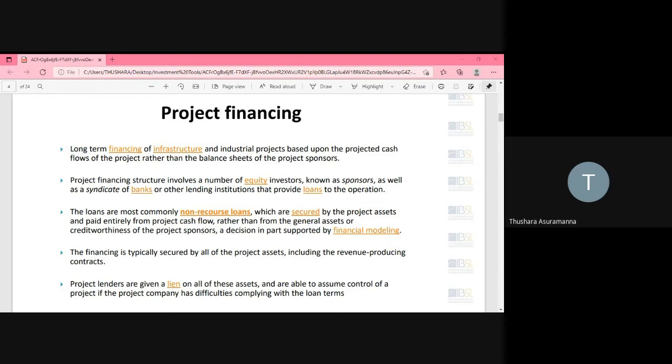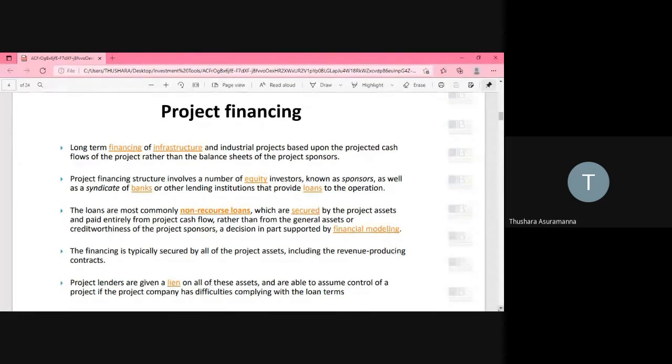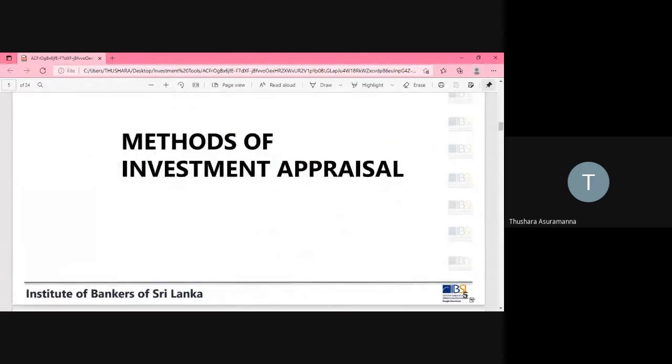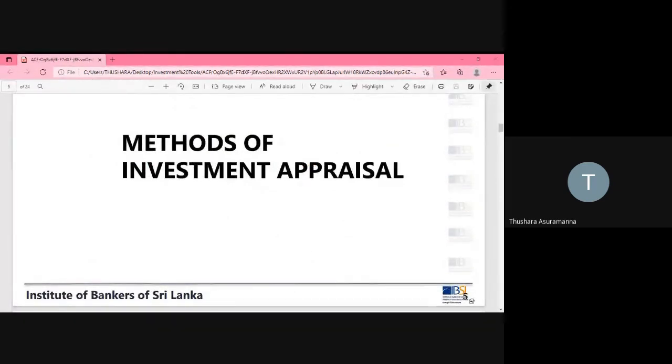Right. Any questions up to now? So we have discussed 2 very important slides which are directly relevant to the exam. Any questions? Nothing? All clear?